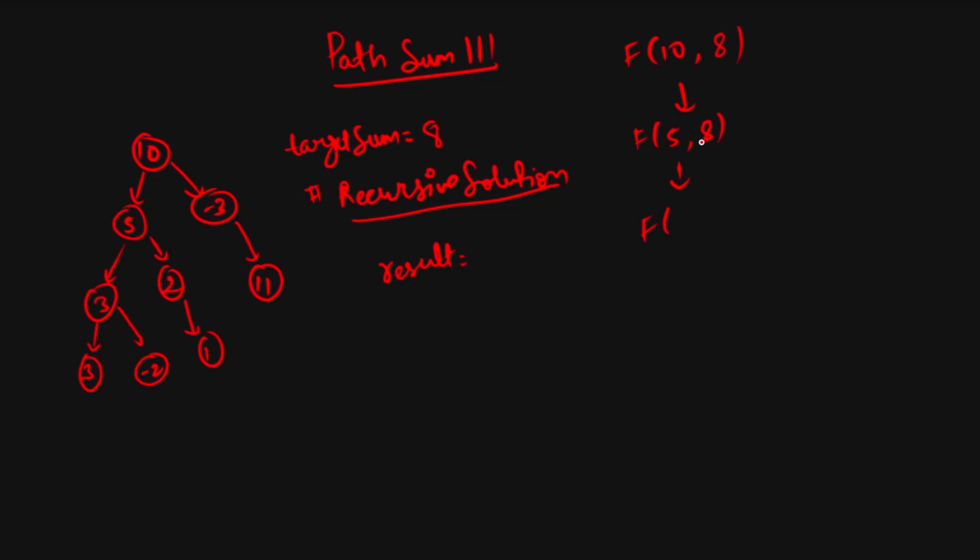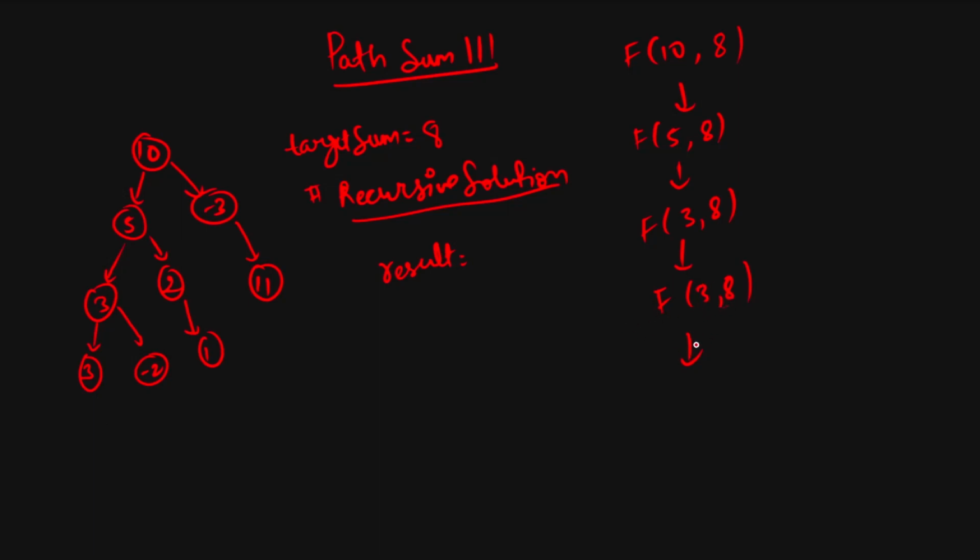For this also I am not including this 5. So my sum remains 8 and I will go to 3, with 8. I am not including 3 also, so my sum remains 8. I will go to 3 and again 8. I am not including this. If I am not including it, then this is the leaf node, and for the leaf node, if I am not including it, then it is not my path.